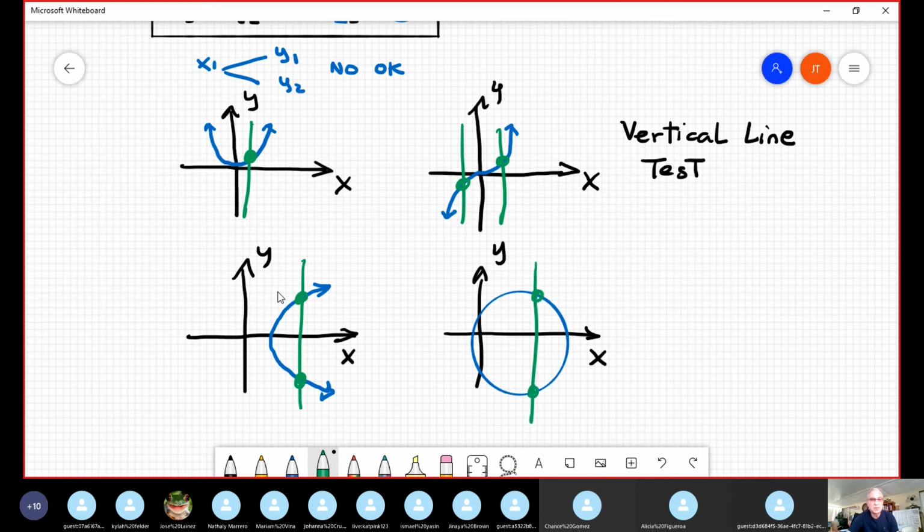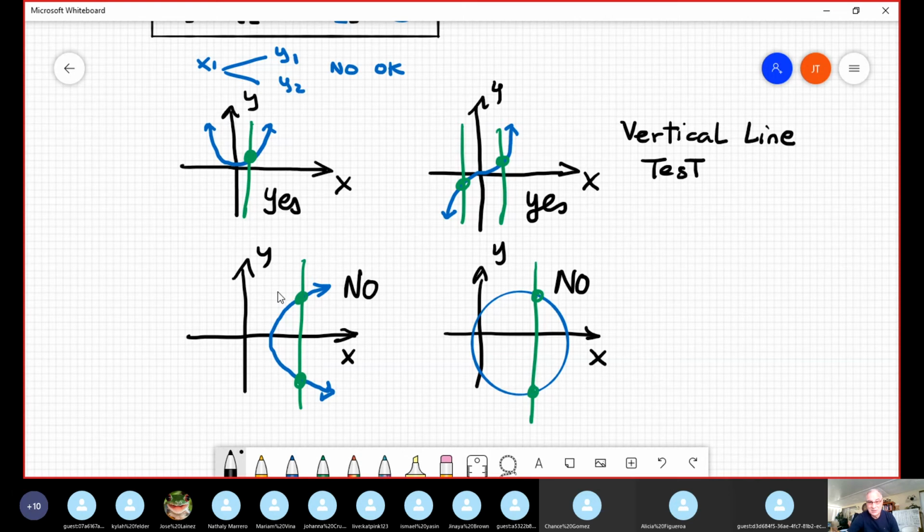So the answer is obvious in this example: yes, it's a function. No, it is not a function. And no, it is not a function. Using the vertical line test.